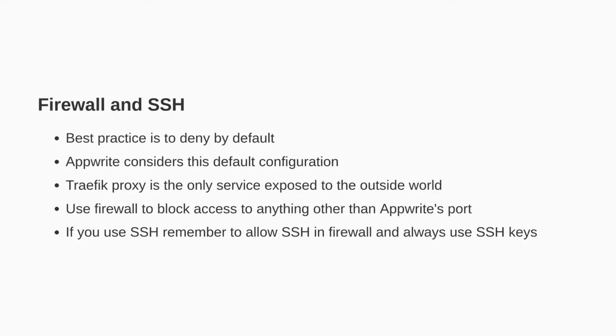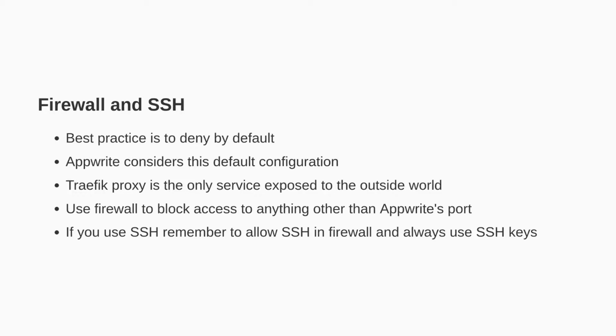If anyone gets access to your server, no matter how secure Appwrite is, you are vulnerable because they have inside access. So by default, the best practice is to always deny every service and then gradually allow only the services that are required to be accessed. And Appwrite, for example, considers this a default configuration. In the Appwrite Docker stack, we only expose the traffic proxy to the outside world. All the other services are handled internally by Docker.